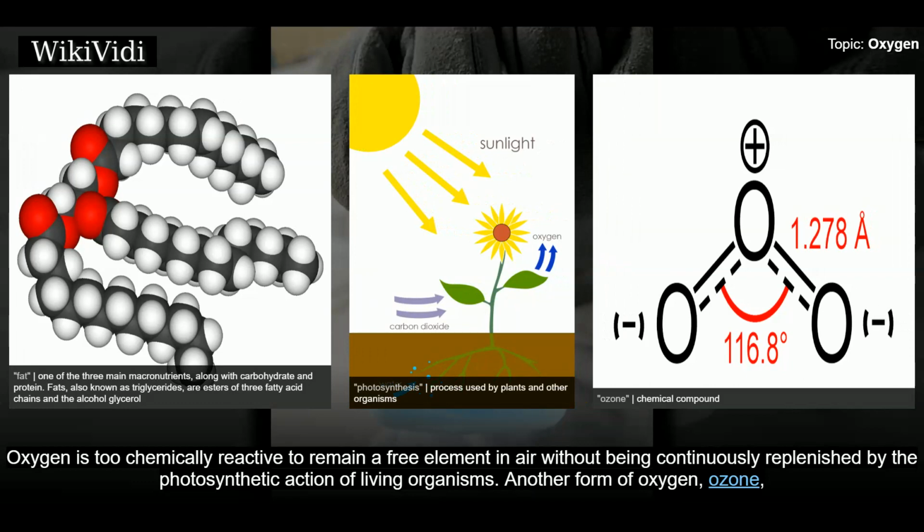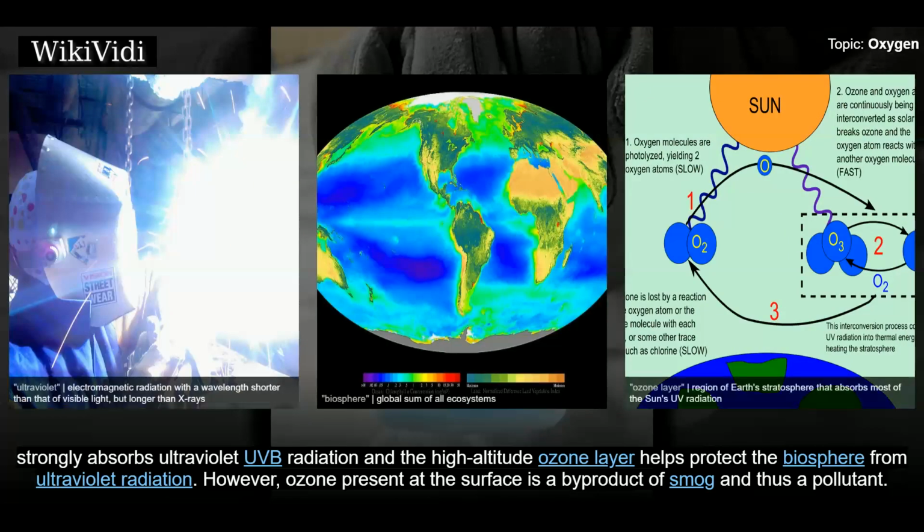Another form of oxygen, ozone, strongly absorbs ultraviolet UVB radiation, and the high-altitude ozone layer helps protect the biosphere from ultraviolet radiation. However, ozone present at the surface is a byproduct of smog and thus a pollutant.